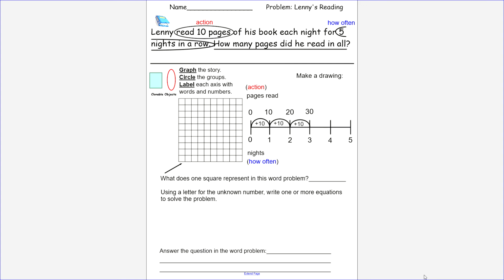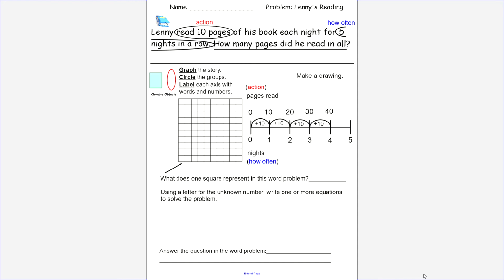Then another night happens. How many pages did Lenny read this fourth night? That's right, 10 again. It's 10 every time. In a repeated addition problem, the action is the same every time. So he's reading 10 more pages each night. He had read 30 pages, and then he just read 10 more. So after 4 nights, Lenny has read 40 total pages.